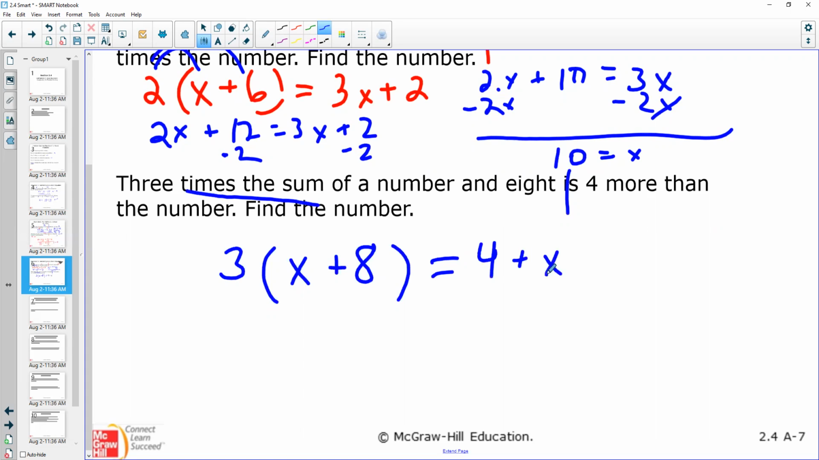Okay? You can go through and solve this. You know the steps. You know how to do it. If you get stuck, I will tell you the answer is x equals -10. If you get stuck, come on into the discussion. Let's talk about it. All right.